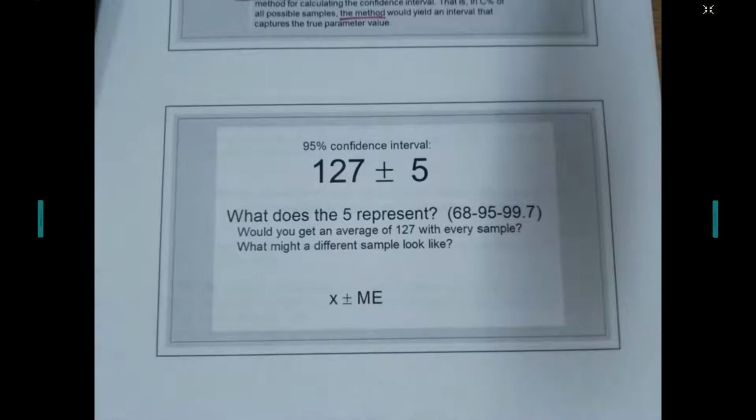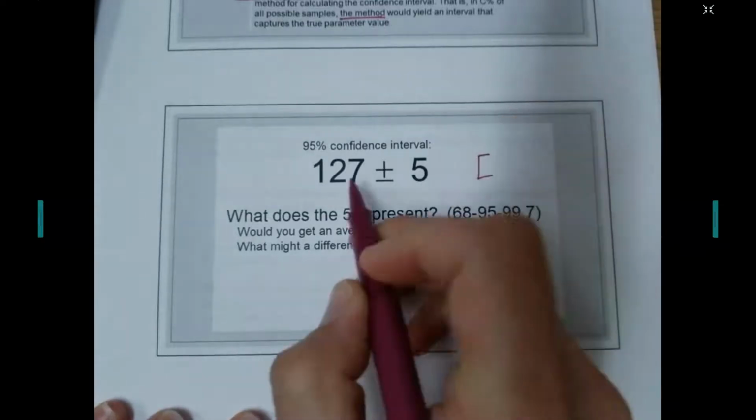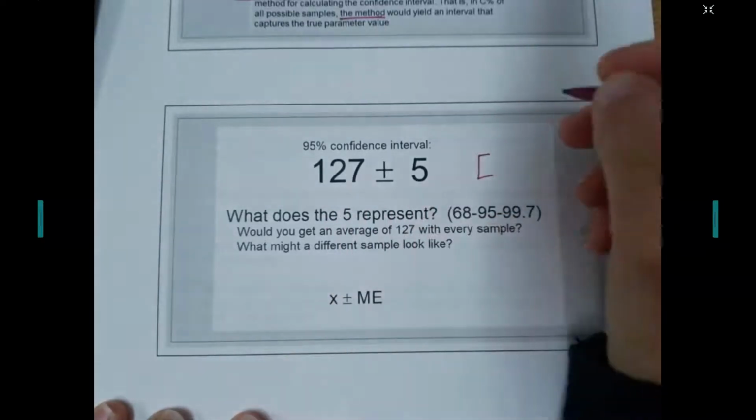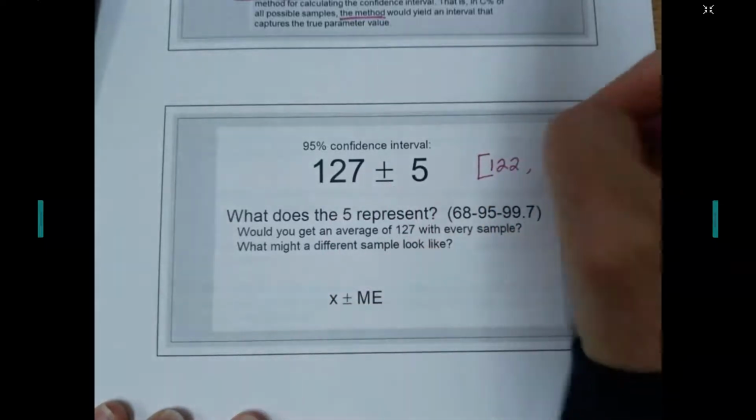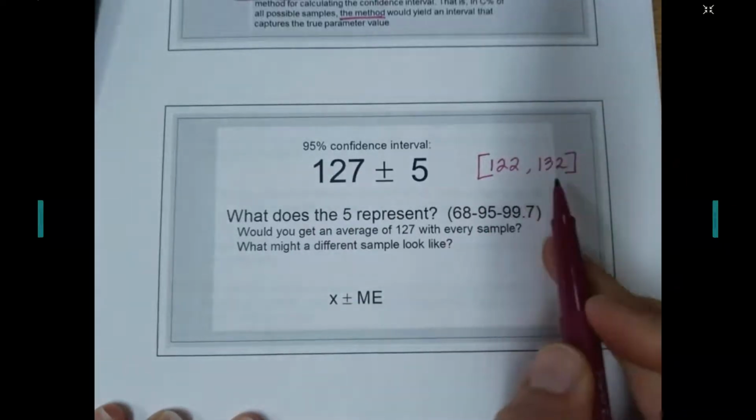If I were trying to estimate the IQ level of a certain student, or of a group of students, let's say I wanted to know the average IQ of my AP Stat students, and I constructed a 95% confidence interval, and I told you, okay, here are my results. I have a 95% confidence interval of 127 plus or minus 5. What that means is I have an interval from 127 minus 5, that would be down to 122, and 127 plus 5, that would be up to 132. So my 95% confidence interval would be this right here.